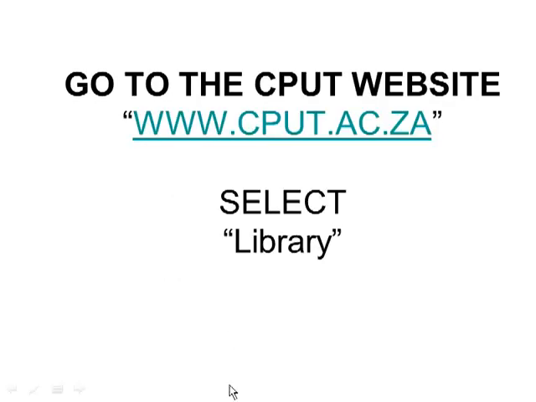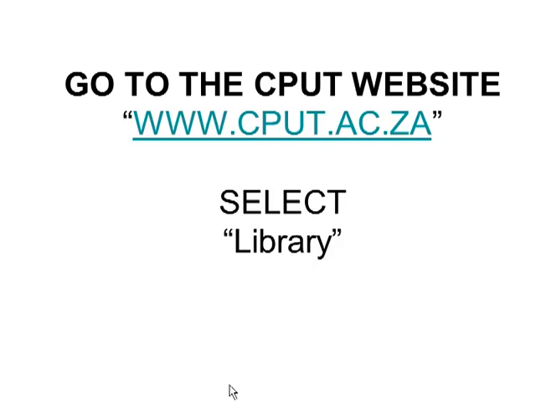The first resource that you have as a CPUT registered student is the CPUT website, and specifically the library website. The library has paid many institutions millions and millions of rands to give you access to certain articles, which you would not have access to if you were not registered as a student. But even if you're not registered, there are other ways of getting those articles, which I will show you later.